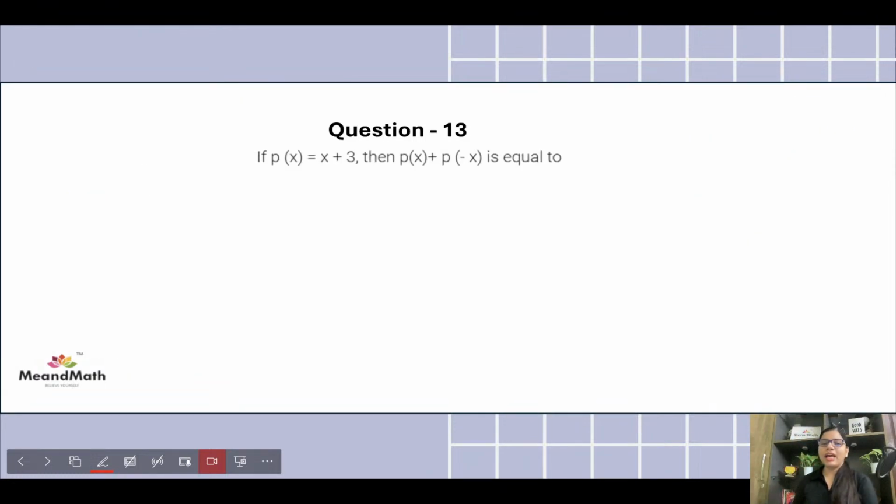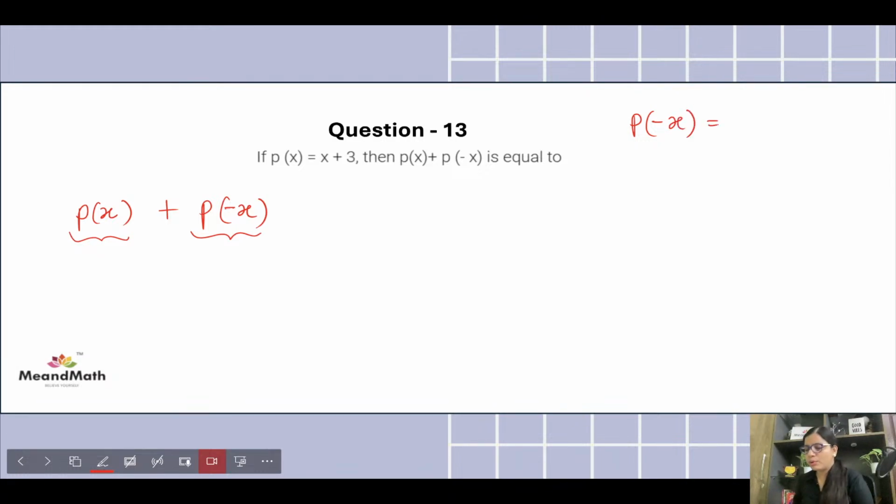This time we have a question, read this out. If px is x plus 3, then px plus p of minus x is equal to what? This is what the question is. Okay, so you would be understanding the question. Px is this, you have to do px, whatever the px is, plus p of minus x. So we need to find out p of minus x first.